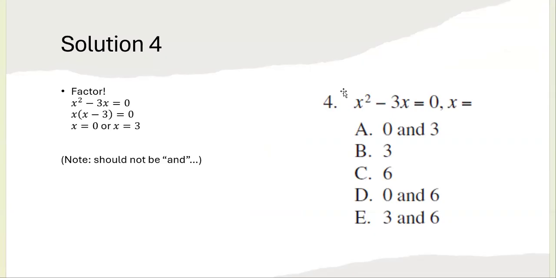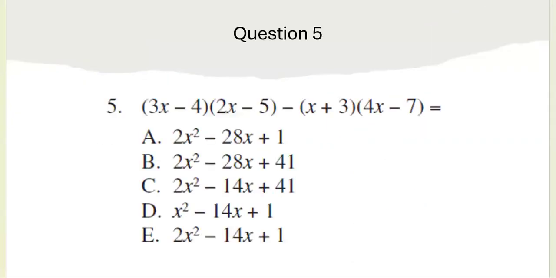Okay, so we can factor. There's a common factor of x in both, so let's factor it out. x times x minus 3 equals 0. Okay, so let's use zero product property. So x is equal to 0 or x is equal to 3. Choice A. What about this one?